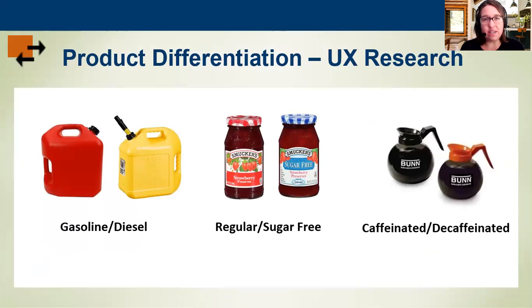There are some instances where this type of thing is more high stakes, like putting gasoline in a diesel engine or vice versa, or caffeinated and decaffeinated products. These 3 examples are examples of products which are differentiated well. It's very clear that there's something different, and that reduces the likelihood that a user is going to pick up the thing that they don't intend to pick up.